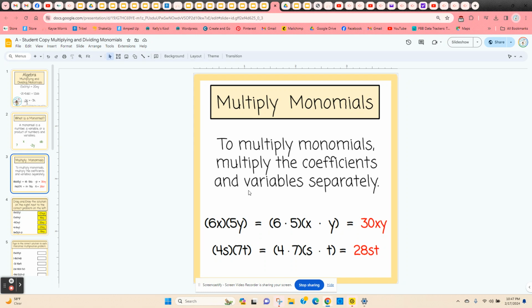To multiply monomials, you're going to multiply the coefficients and the variables separately. So 6x times 5y, you're going to multiply the 6 times the 5 and the x times the y, and you get 30xy.